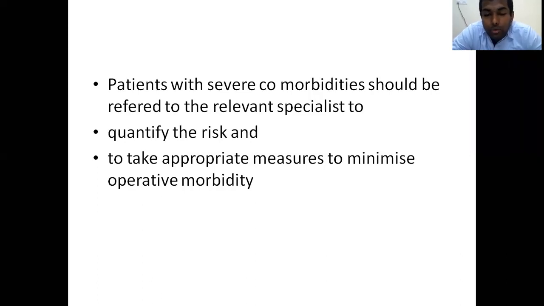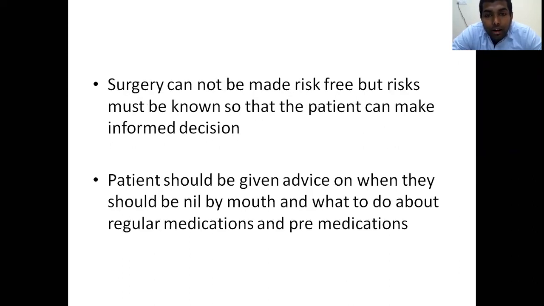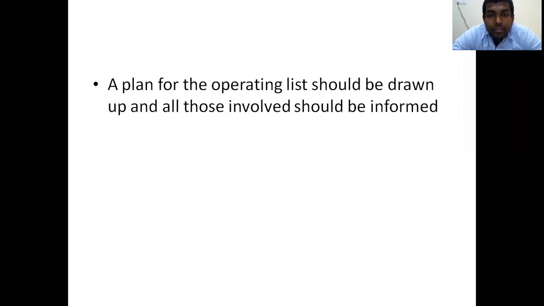Why? We need to quantify the risk and to take appropriate measures to minimize the morbidity. Now, surgery cannot be made completely risk-free, but we should anticipate the risks so that the patient can be informed to make an informed decision. Patients should be given advice on when they should be nil by mouth and what to do about their regular medications and pre-medications. Now, a plan for the operating list should be drawn up and all those who are involved in it should be informed beforehand.